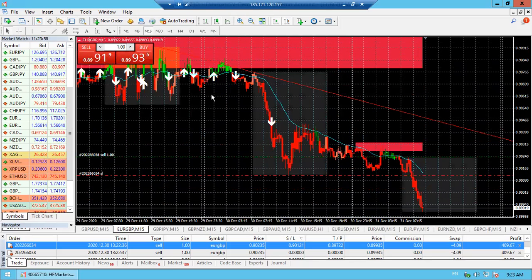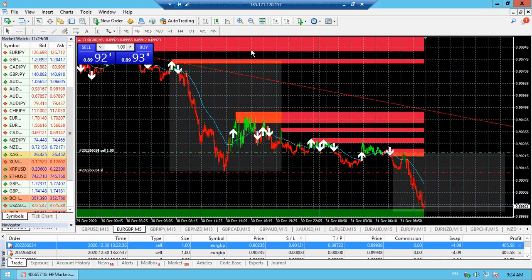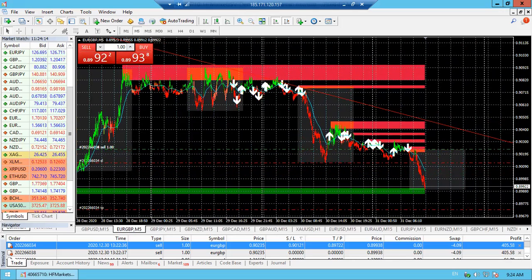I'm good. So if I go to 5 minutes, yes, I understand why this is occurring. There's a support there. That's why it didn't hit my 50 pips target on my first trade. But I have two other trades running, so no worries. Let me adjust the other one too.